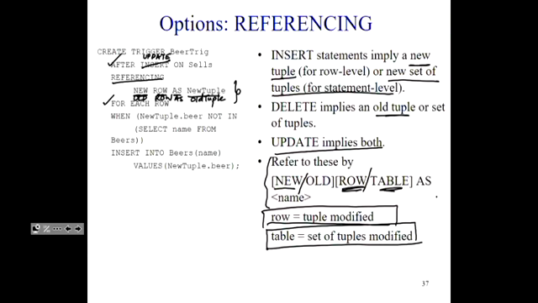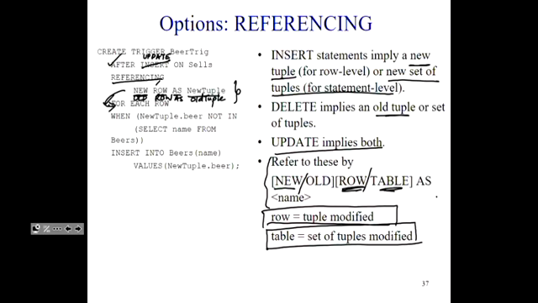Okay, so the old row, new row constructs are used along with for each row. Old table, new table are used without for each row. This is when you are having a statement level trigger, not when you're having a row level trigger. Okay, so then we've done all of these.